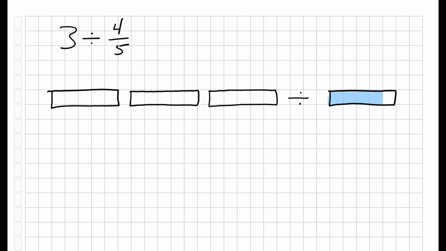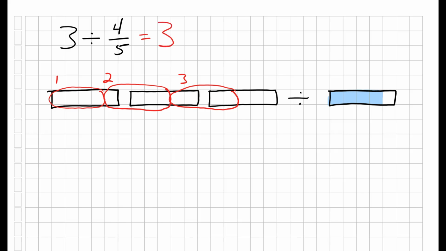Okay, so I want to start subtracting out 4/5 from my 3 wholes. So let's see, 1, 2, 3, 4. So here's 1 4/5 that I can subtract out. 1, 2, 3, 4. Here's a second 4/5 that I can subtract out. 1, 2, 3, 4. Here's a third 4/5 that I can subtract out. And now I only have 3 boxes left, so I can't subtract out another full 4/5. So I can tell my answer is going to be 3 and something.